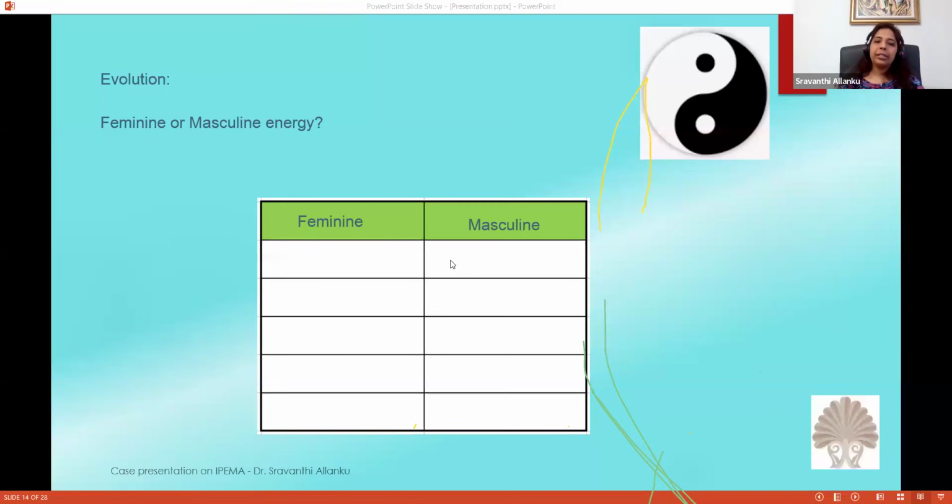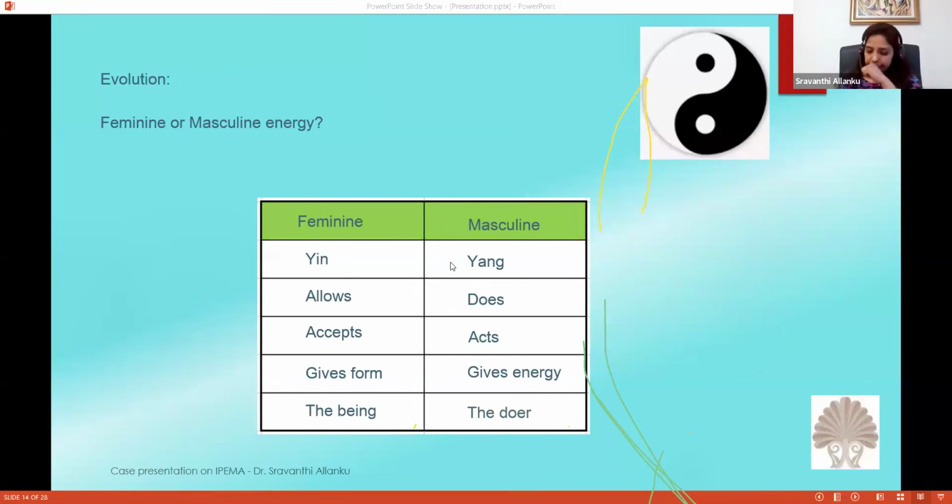By looking at the qualities of each kind of energy. Now, feminine energy we know is yin, masculine is yang. Feminine allows, masculine does. Feminine accepts, masculine acts. Feminine gives form. You know what we call Prakriti? That is feminine. And masculine gives energy, what we call Purush. Feminine is the being, and the masculine is the doer.